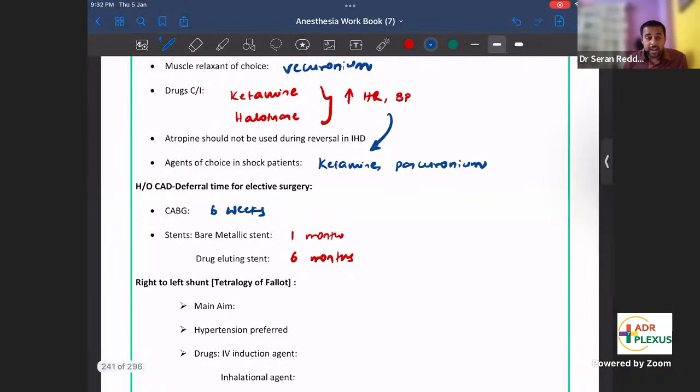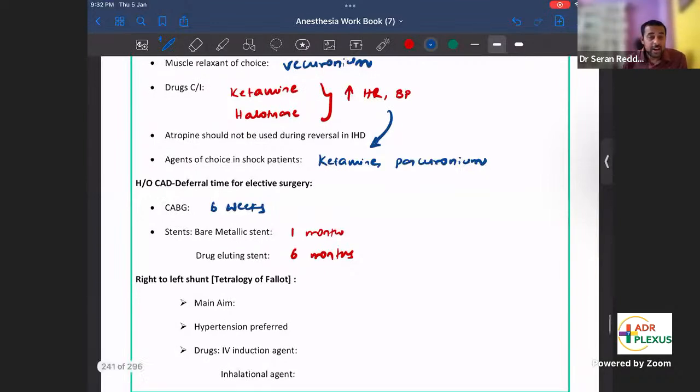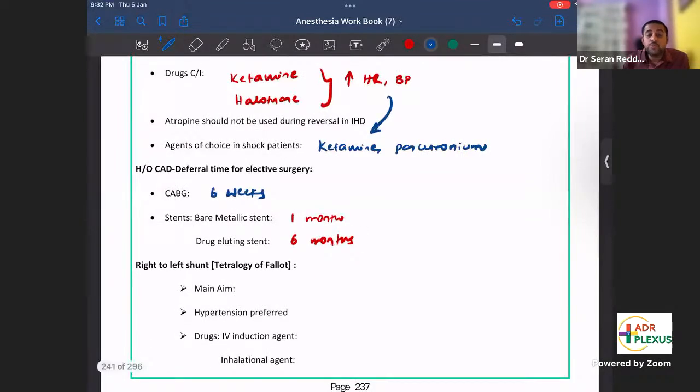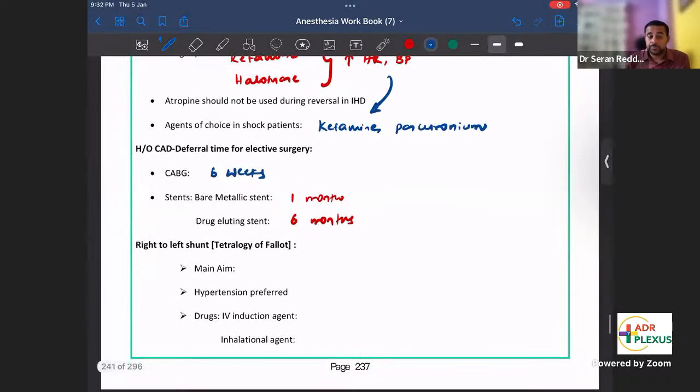So if a patient had CAD and CABG surgery is done, elective surgery has to be postponed for 6 weeks. For a bare metallic stent, elective surgery has to be postponed for 1 month, and for a drug-eluting stent, 6 months.